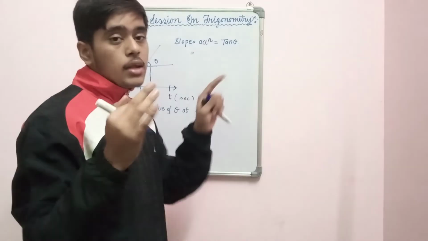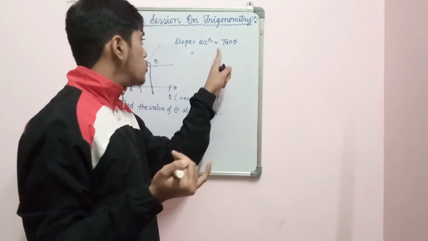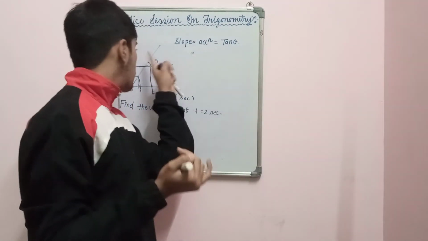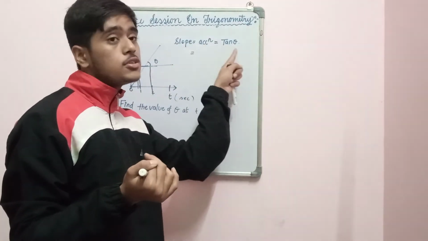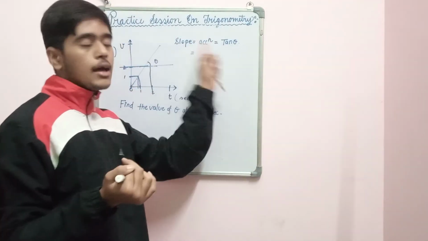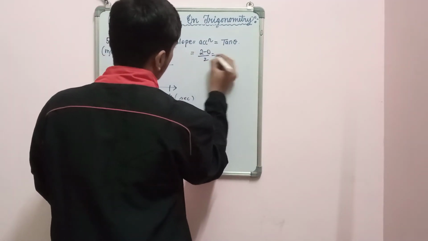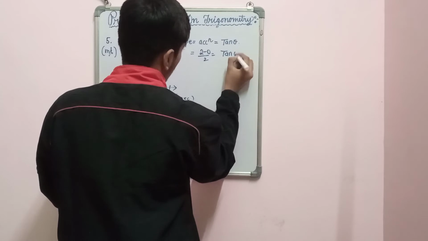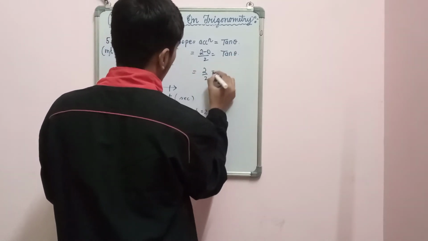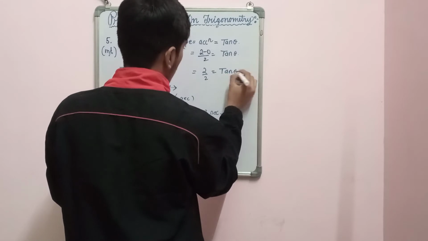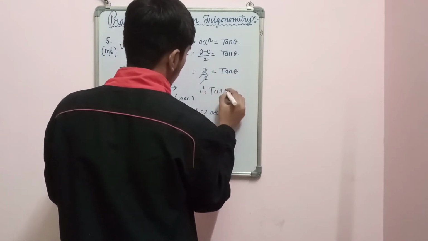So I told you that slope is defined as tan theta as well as the coordinate formula. So tan theta is the slope, and this slope is representing acceleration, so acceleration is equal to what? Slope, equal to tan theta. So this is (2 minus 0) by 2 equals tan theta. So this becomes 2 upon 2 equals tan theta. Now this gets cancelled and we get, therefore, tan theta is equal to 1.